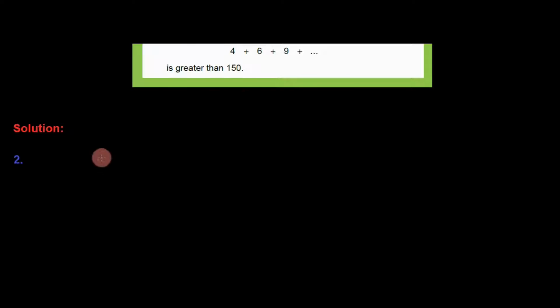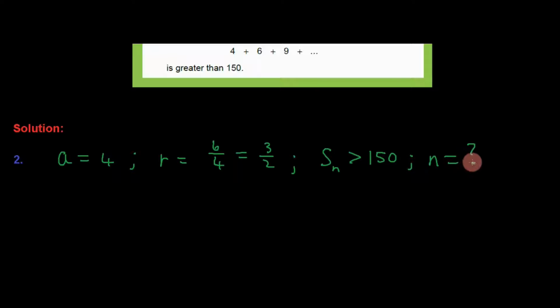So let's write down what we have and what we need to find. We have the first term a, it's 4. The common ratio r is term 2 divided by term 1. And this simplifies to 3 over 2. We are told that S sub n must be greater than 150. And we need to find n.